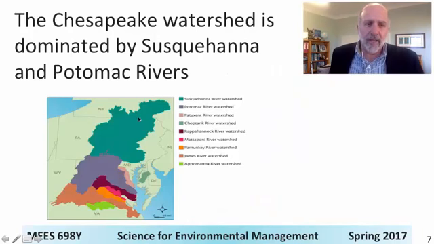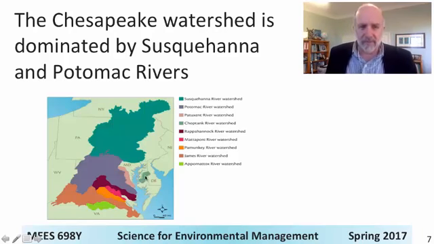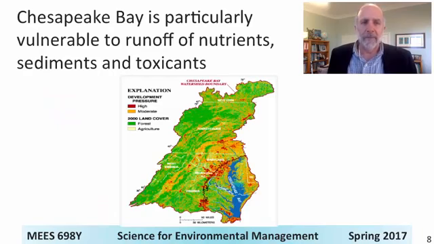The watershed is largely 50% Susquehanna. The next biggest is the Potomac, and then the James, and then these smaller York and Rappahannock rivers down here, and the Choptank is the largest on the eastern shore. But the Choptank is very small compared to all these western shore tributaries.